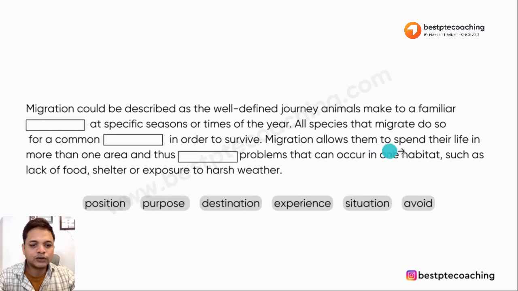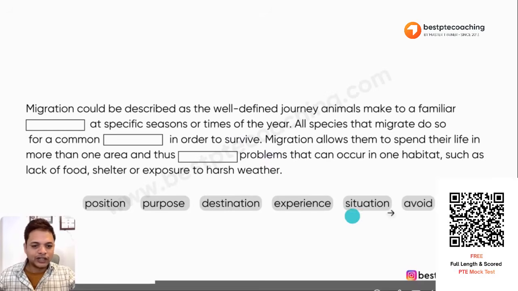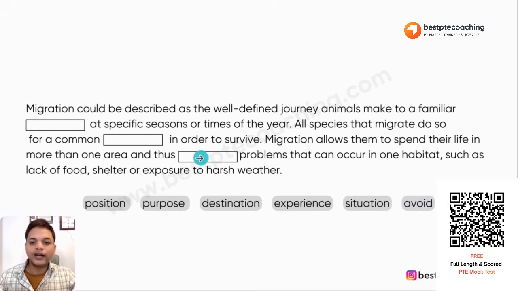Next one. Migration allows them to spend their life in more than one area and thus blank problems. So migration allows them to spend their life in more than one area. Thus means not so problem. So you migrate today. You are migrating to some country. Are you going there to invite problems or to get rid of the problems? Getting rid, right? So what is the closest word to getting rid? Avoid. To avoid the problems that can occur in one habitat. Habitat is a place of living, right? Such as play, food, shelter, all of that.